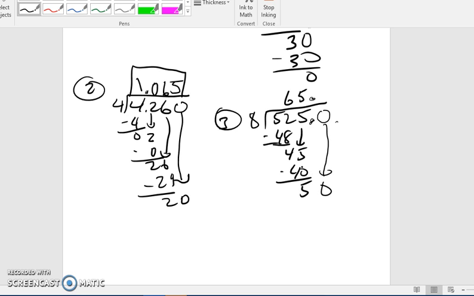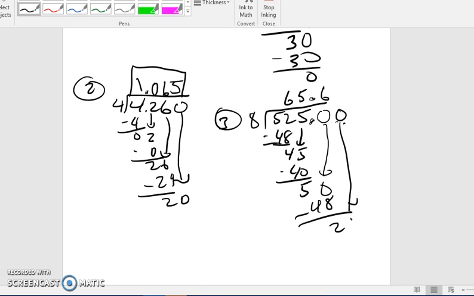Bring it on down. How many groups of 8 can you take out of 50? 7? No, 6? Yeah, 6. Oh, that's bad. We're going to bring the eraser out here. Yeah, so it's 6. So 6 times 8 does give me 48. Okay, all right, 2. Okay, add another 0 if we need to.